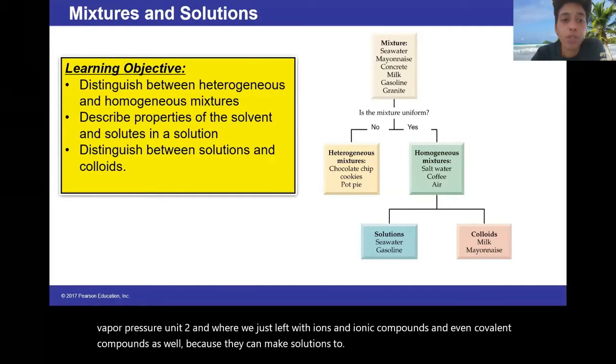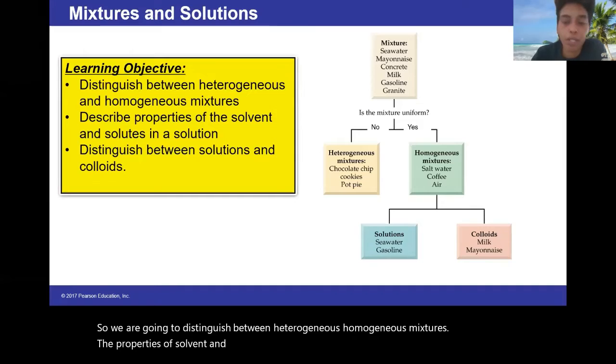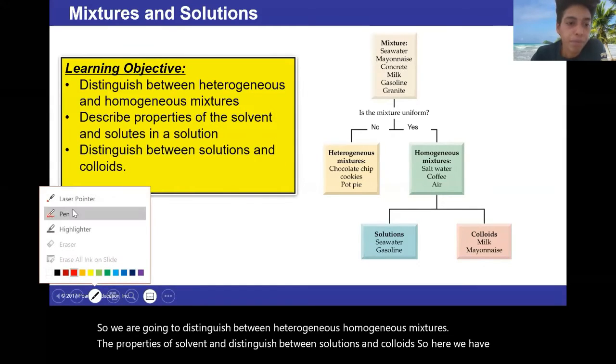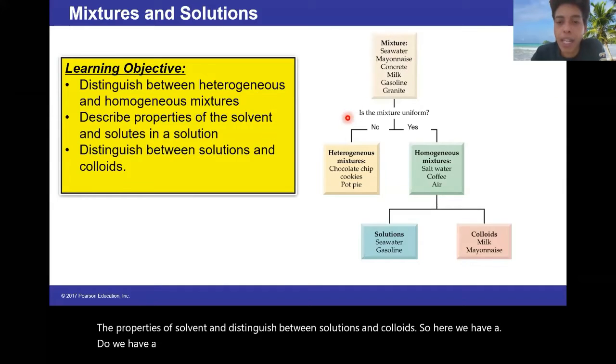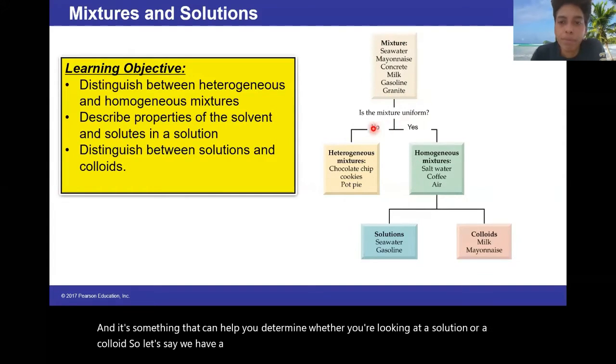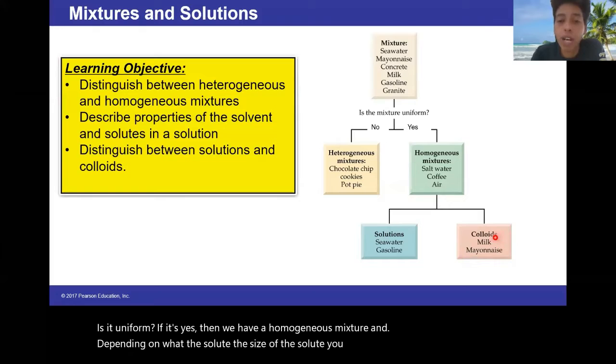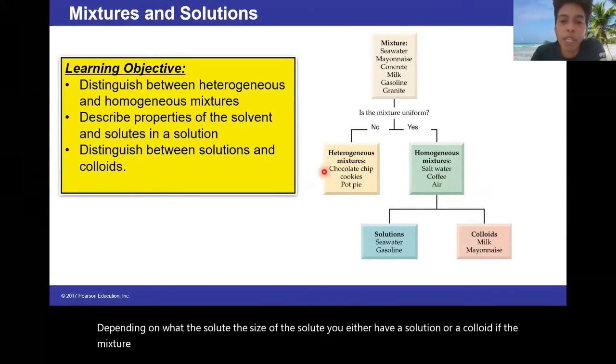So we are going to distinguish between heterogeneous and homogeneous mixtures, describe the properties of solvent, and distinguish between solutions and colloids. So here we have a schematic, and it's something that can help you determine whether you're looking at a solution or a colloid. So let's say we have a mixture. Is it uniform? If it's yes, then we have a homogeneous mixture. And depending on the size of the solute, you'll either have a solution or a colloid. If the mixture is not uniform, it's most likely a heterogeneous mixture and not a solution.